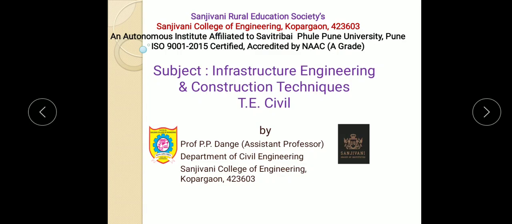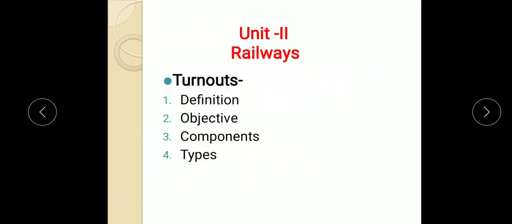So in the last few lectures we had gone through the contents of unit number 2, that is railways. In continuation with that, we are starting with the next point, that is turnouts. In the last lecture we had gone through the points and crossings. In this lecture we are going to discuss the various types of turnouts. So we will see the objective, components and types of turnouts.